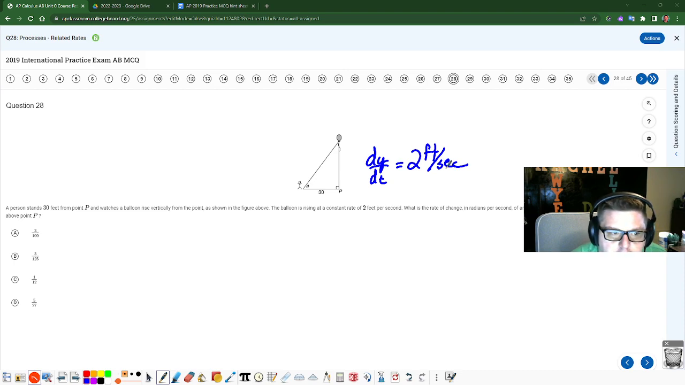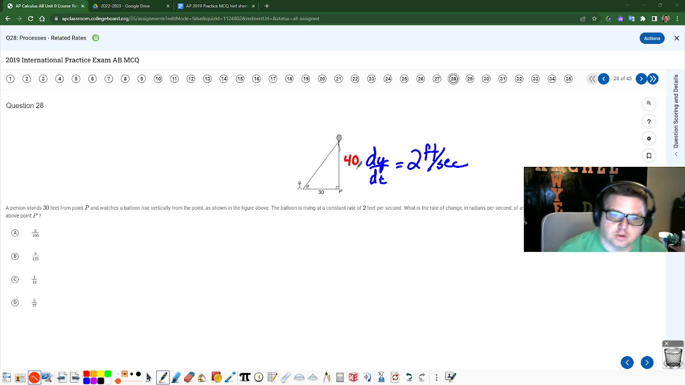A person stands 30 feet from point P, watches a balloon rise vertically from the point as shown in the figure below. The balloon is rising at a constant rate of 2 feet per second. What is the rate of change in radians per second of the angle at the instant when the balloon is 40 feet above point P? So they're telling us they want to freeze time when that is 40.